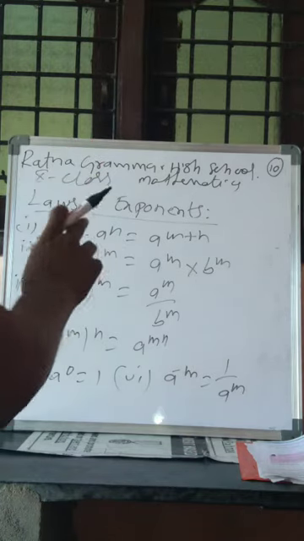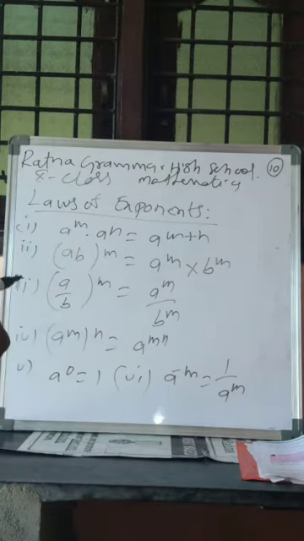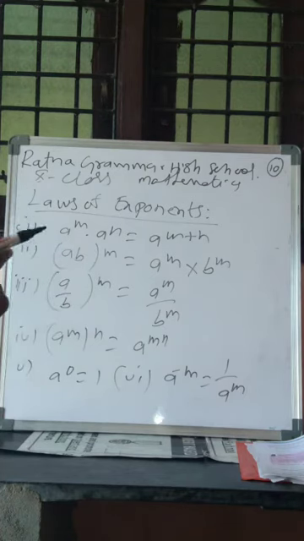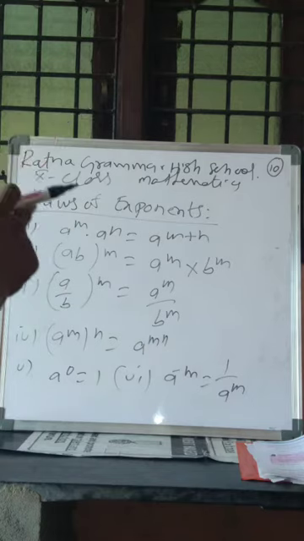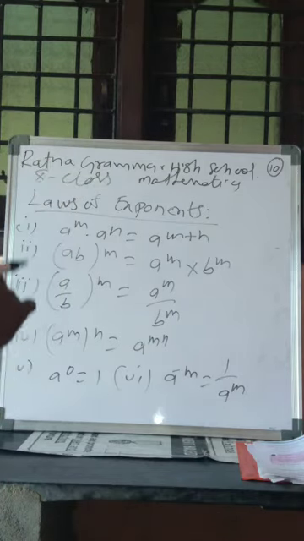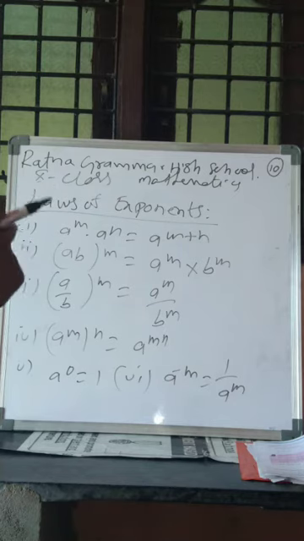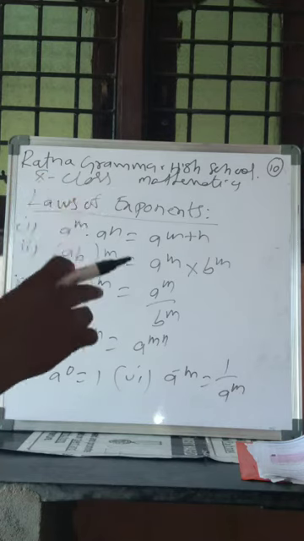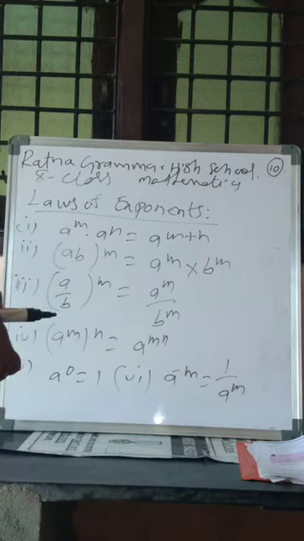These are some exponents. First one: a power m into a power n is equal to a power m plus n. (ab) whole power m is equal to a power m into b power m. (a/b) whole power m is equal to a power m by b power m. (a power m) whole power n is equal to a power m into n. a power 0 is equal to 1 only. a power minus m is equal to 1 by a power m. These are some exponential laws.